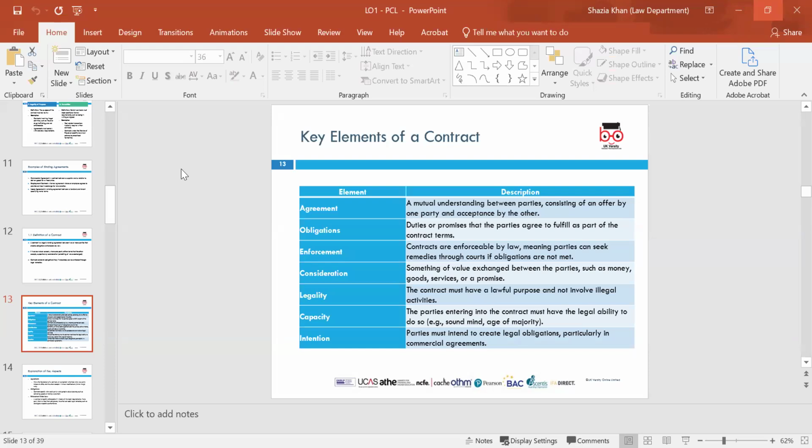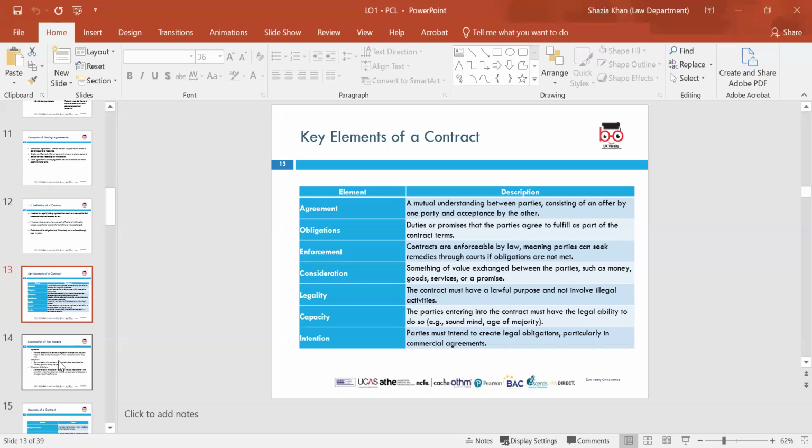Consideration is something of value exchanged between the parties. Legality is that the courts must see a lawful purpose and no illegal elements. Capacity, that both parties have the capacity, and intention, that both parties intend to create this legally binding agreement.